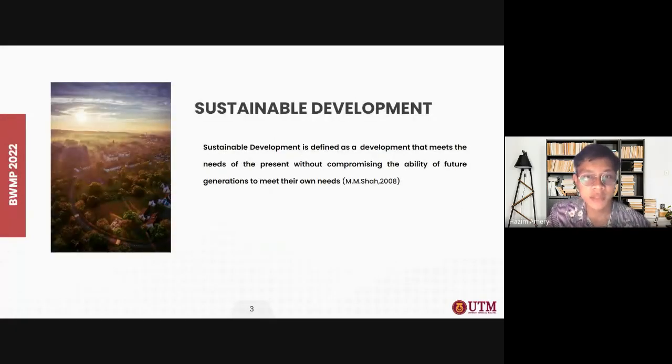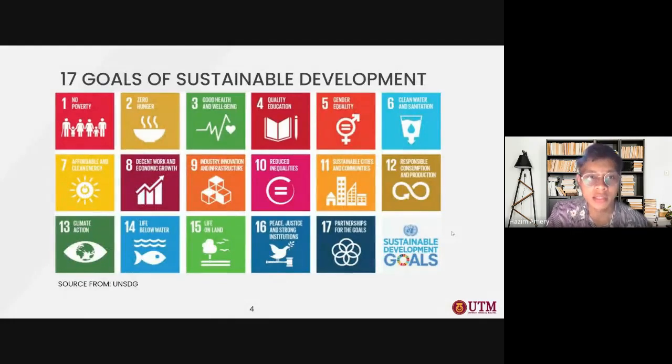Sustainable development is defined as a development that meets the needs of the present without compromising the ability of future generations to meet their own needs. And there are 17 goals, which were set up by the United Nations General Assembly in 2015. These goals are actually designed to be a shared blueprint for peace and prosperity for the people and also the globe.